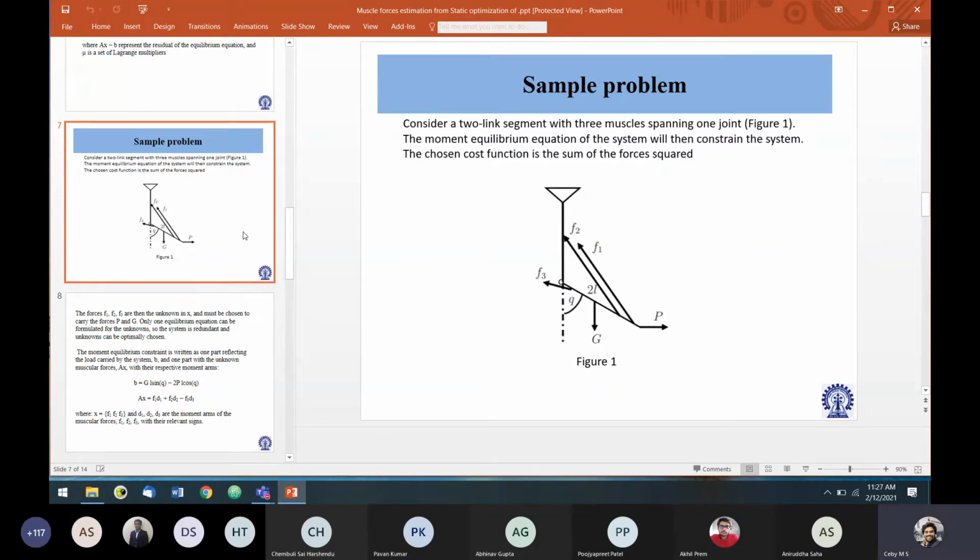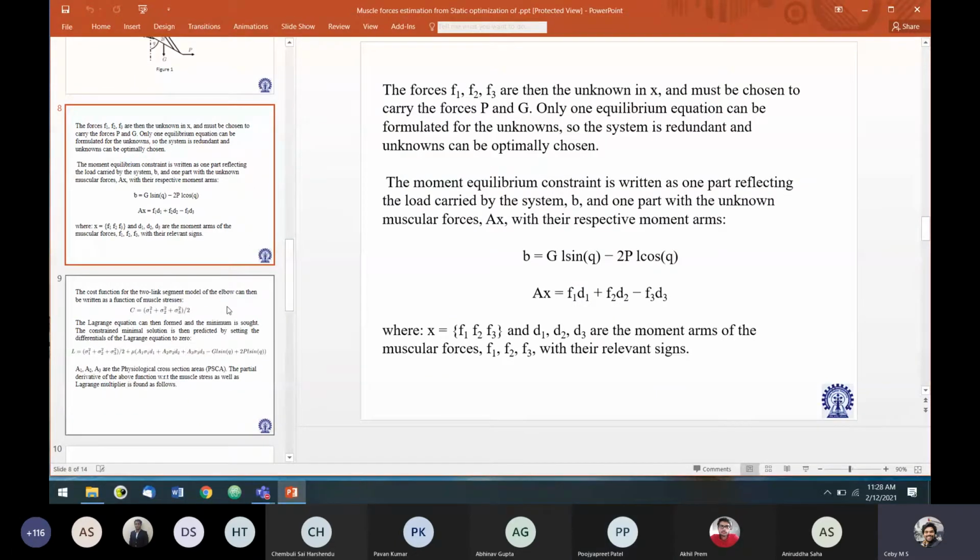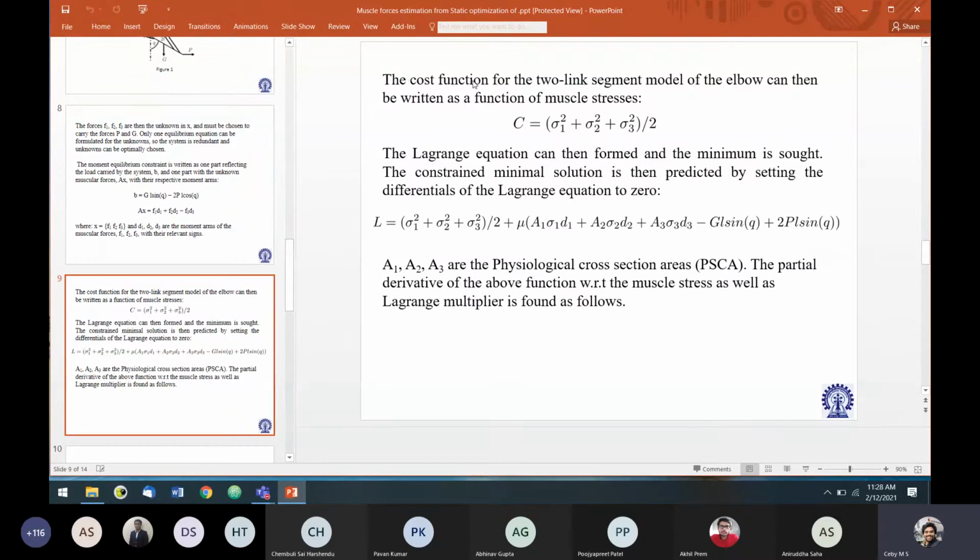As a guess, the objective function will be a function of what? I'm not asking you directly what the objective function is. F1, F2, F3, yes, unknown muscle forces. So it will be a function of the unknown muscle forces. Either it can be forces or stresses. It need not always be forces, it can be the muscle stresses too.